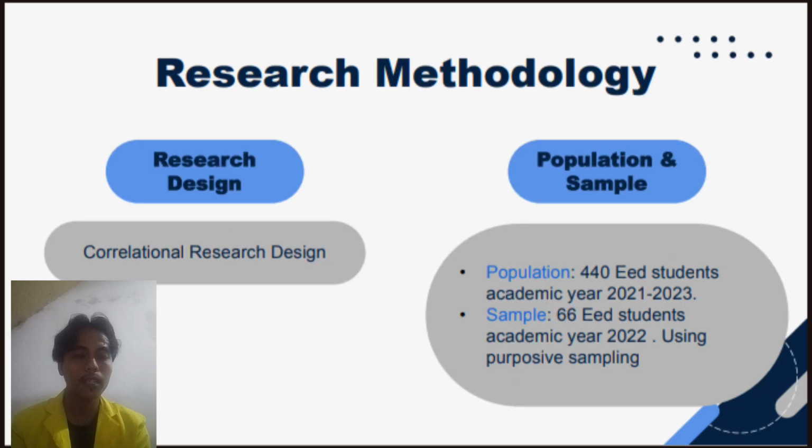Okay, for the research methodology, the researcher used a correlational research design. And then for the population and the sample, the researcher chose 440 English Education Department students, academic year 2021 until 2023, to become the population, and then chose 66 English Education Department students, academic year 2022, using purposive sampling in choosing the sample.